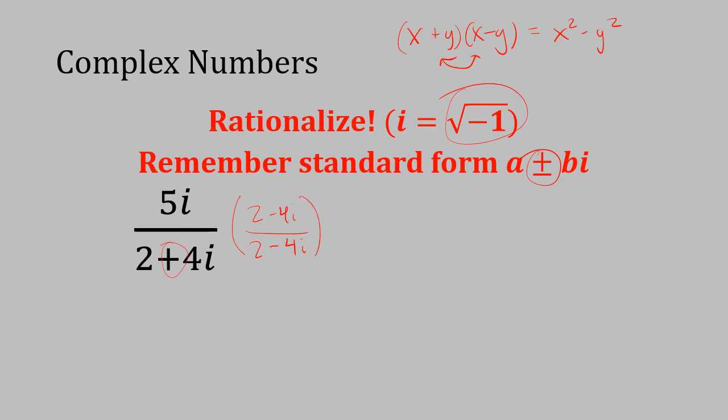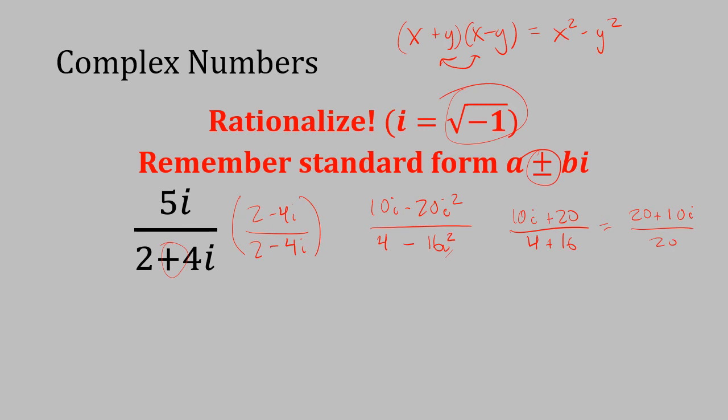On the top, you're going to end up with 10i minus 20i squared. We know what to do with that i squared. And on the bottom, you'll end up with 4 minus 16i squared, right? Well, you again know what to do with that i squared. So you'd have 4 plus 16 on the bottom. You'd have 10i plus 20 on top. So the answer is going to be 20 plus 10i divided by 20.